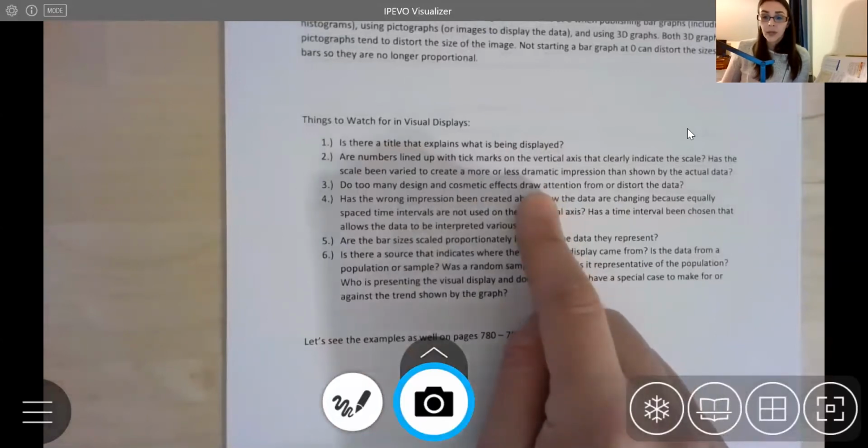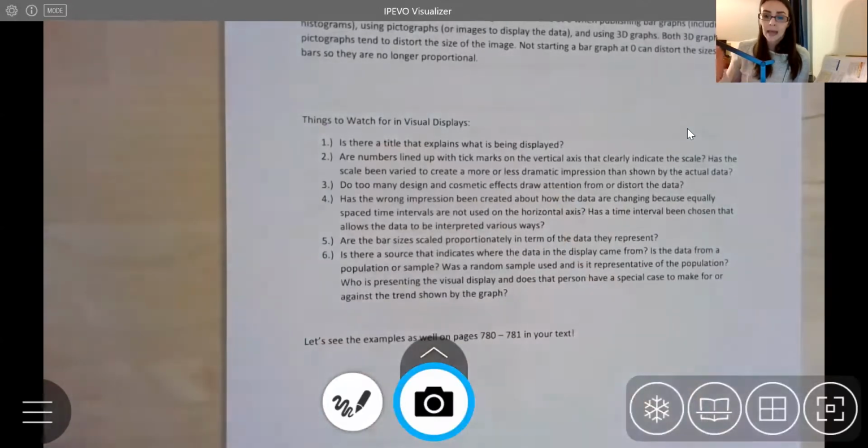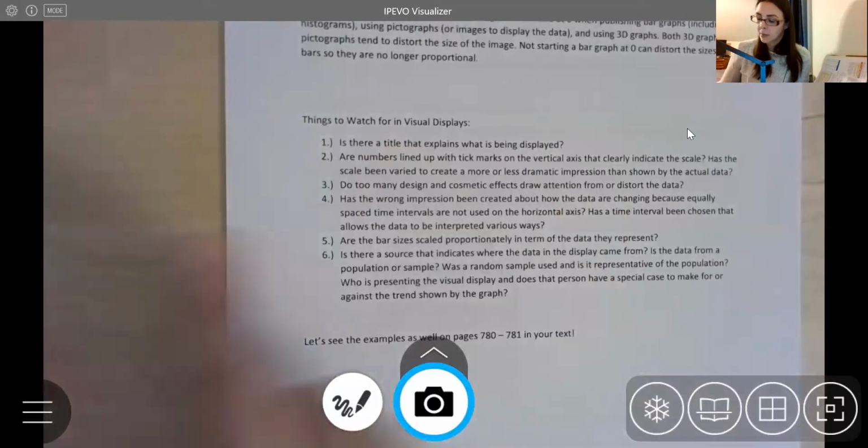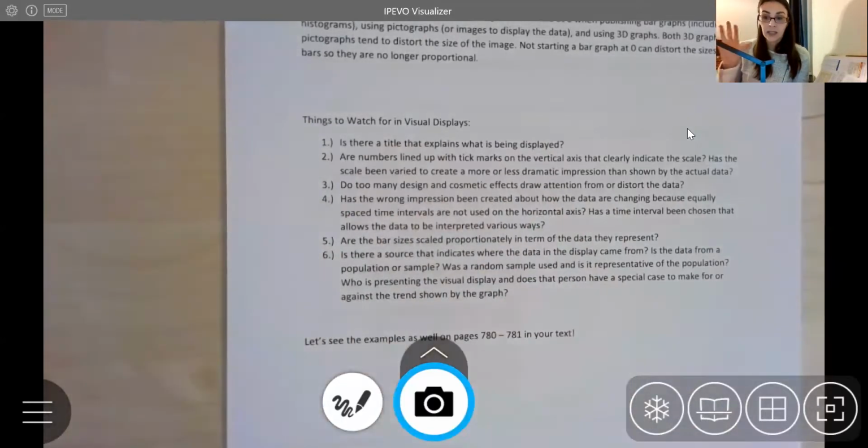Here's another one. 3D effects in graphs are just bad. They distort the data very, very much. So I would highly recommend you stay away from any sort of visual 3D effects in graphs. So that's a great example there that distorts the data.